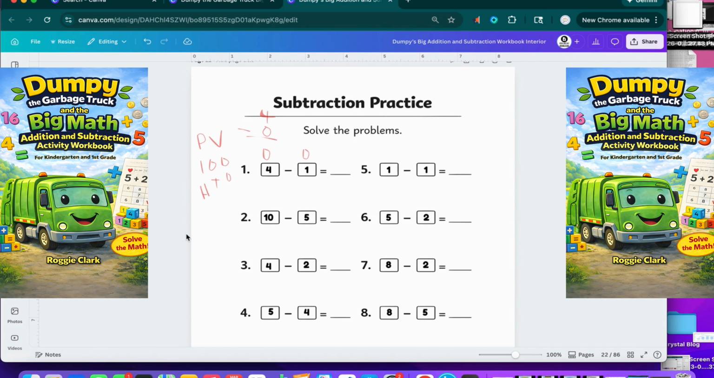So for number one, 4 minus 1, 4 is a ones number, and so is 1. If I was lining this up, I'm just helping kids get in the habit of setting up numbers and knowing what place they're in. Oh, I made a mistake, sorry about that. That should have been a 1. And just helping kids understand 4 minus 1 is going to equal 3.